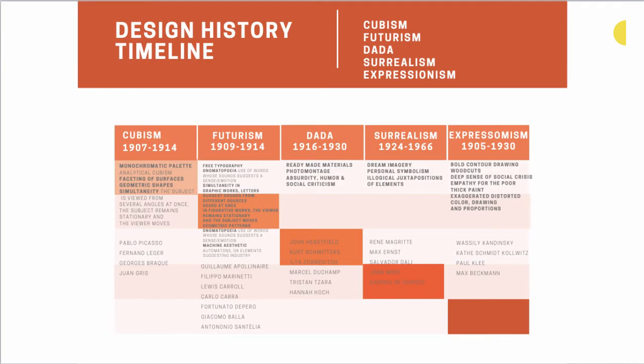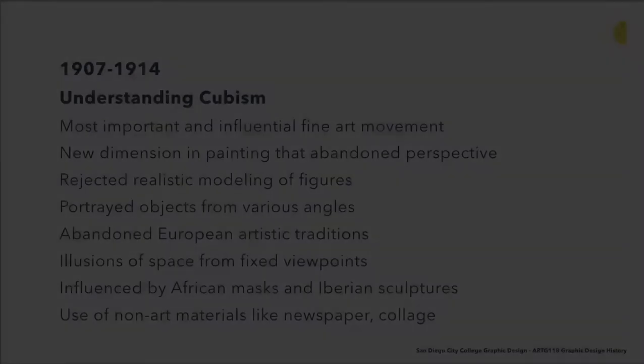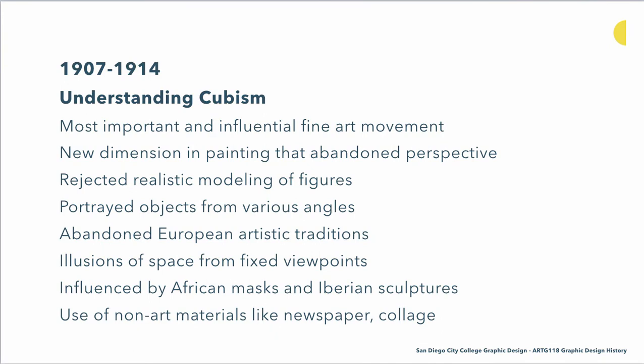We're taking a look at the timeline because the emphasis of this chapter is on the modern movements, specifically Cubism, 1907 to 1914, followed by Futurism, 1909 to 1914, then Dada, 1916 to 1930, Surrealism, 1924 to 1966, and Expressionism, 1905 to 1930. We're going to get started with Cubism.